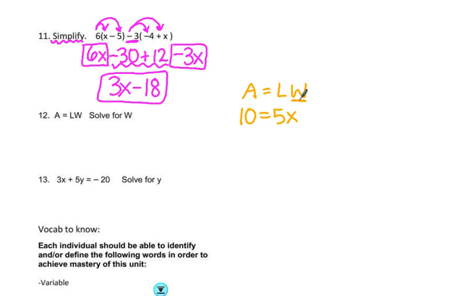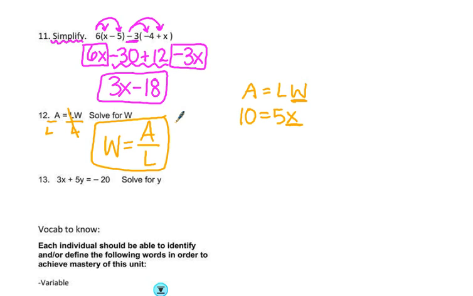All right, it wants us to solve for W. What if I told you to solve for X? Remember, think about what those inverse operations are. So since we are multiplying on the right side, to undo that operation, we're going to divide both sides by L. He goes away, and I'm left with W equals A divided by L. And that would be your final answer there.